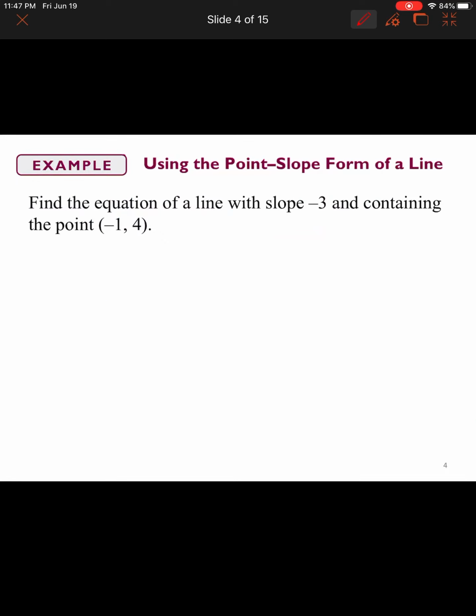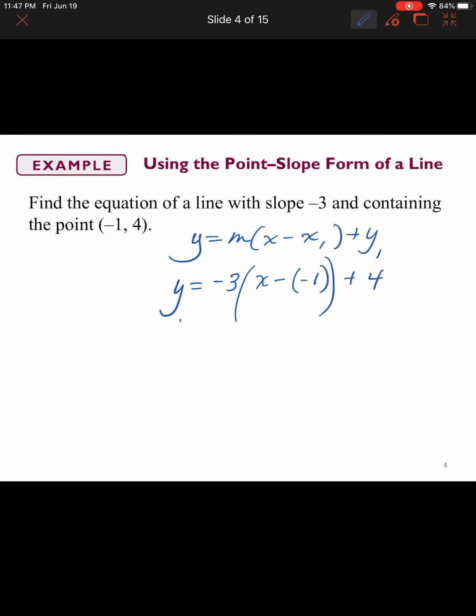All right, this problem says find the equation of a line with slope -3 and containing the point -1, 4. Using the point slope, y equals m times x minus x1 plus y1. This y stays the same. The slope, they said, is -3, so I'm going to plug that in, times x minus x1 from the point given, plus the y value. So we have y equals -3 times x plus 1, plus 4, and go through and distribute that -3. And you get y equals -3x minus 3 plus 4.